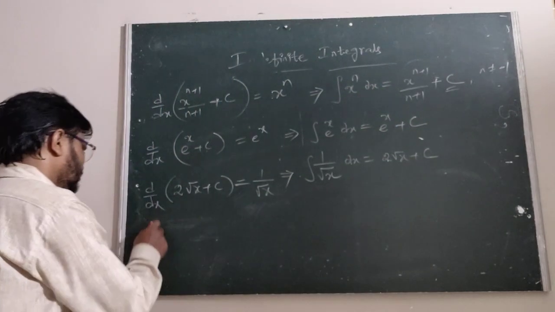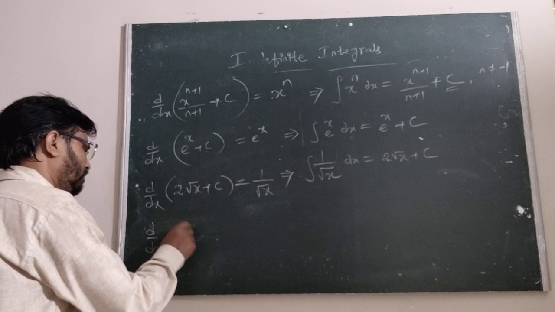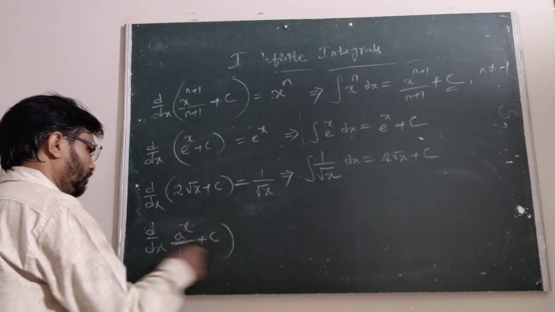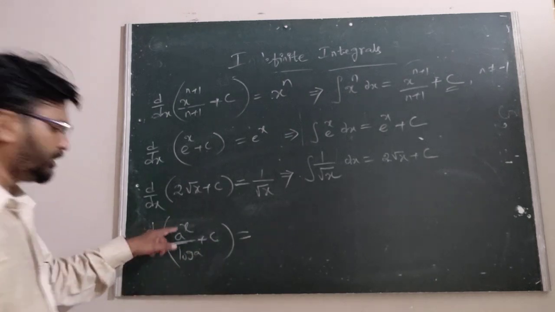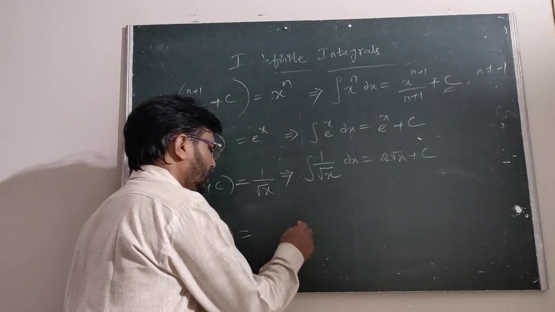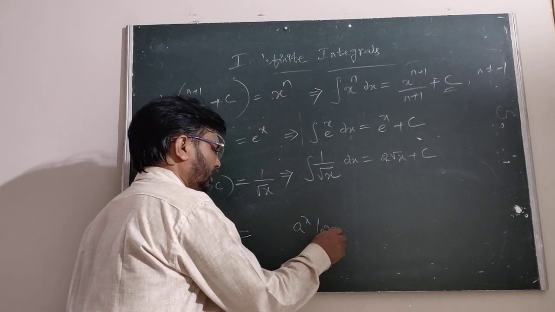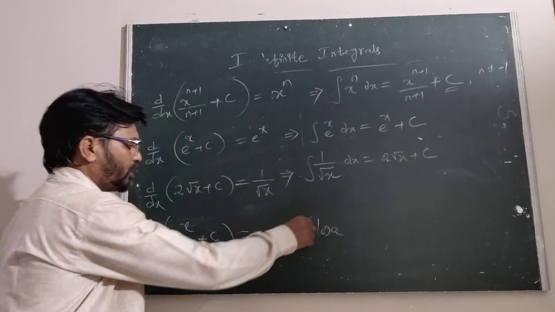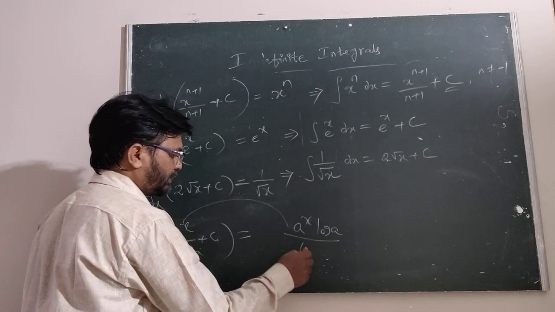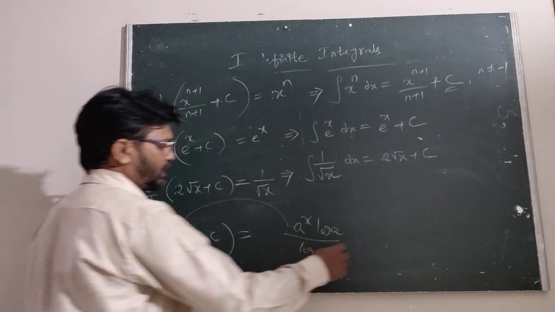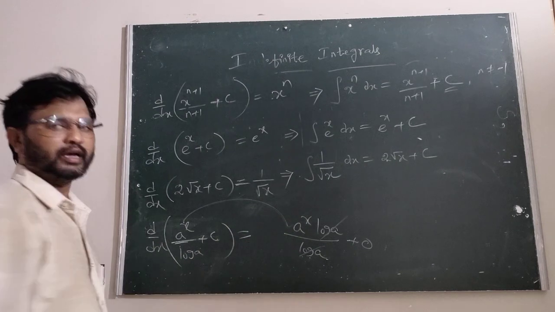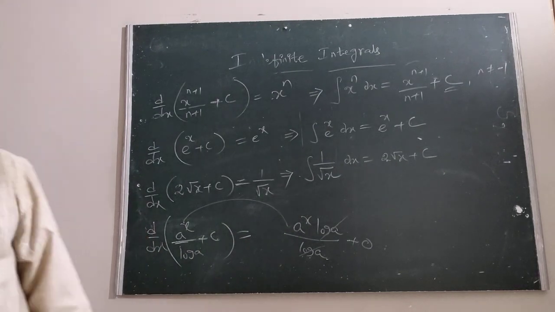Now we know the derivative of a power x by log a. All of you listen here, the derivative of a power x is a power x log a. We know that the derivative of a power x is a power x log a. The denominator is a constant there, log a. The derivative of the constant is 0. Then these cancel. What are we getting here? a power x. We are getting a power x.